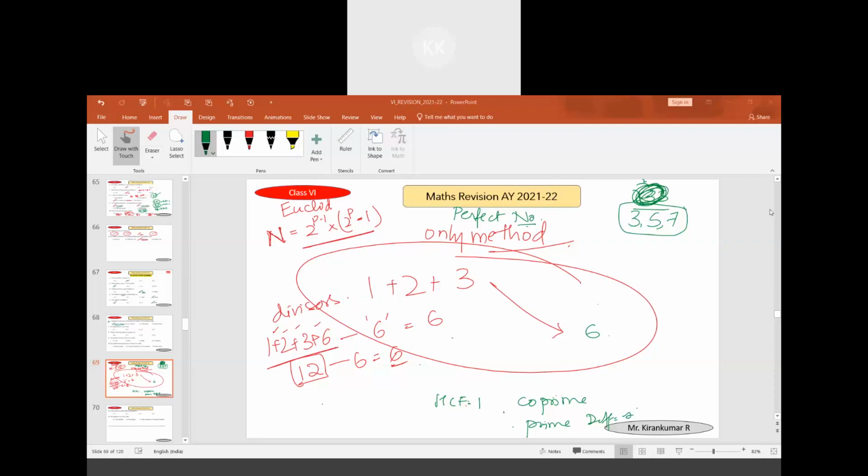Prime triplet, one of the example is 5, 7, 11. Sir, prime triplets are the set of three prime numbers which are continuous. Not necessary that the difference must be equal to 2. Yes, sir. They are continuous three prime numbers.